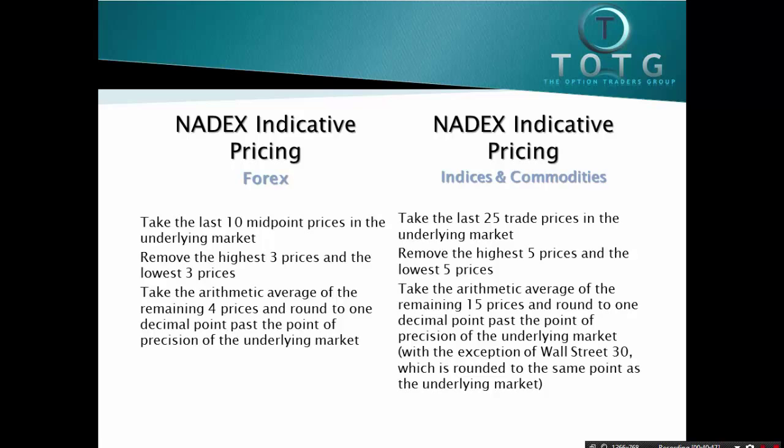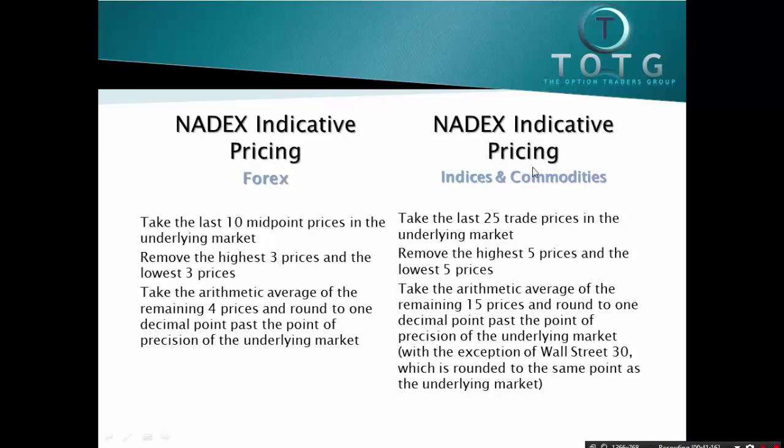The indicative price for Forex is they take the last 10 midpoint prices in the underlying market. They remove the highest 3 prices and the lowest 3 prices. They take the arithmetic average of the remaining 4 prices and round to 1 decimal point past the point of precision of the underlying market. I know, very confusing. As I said, you don't have to remember this.